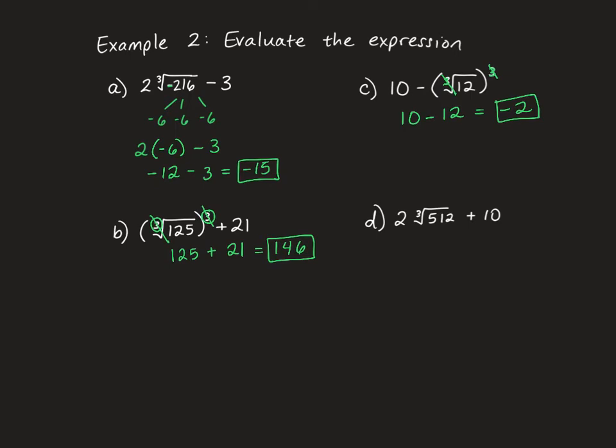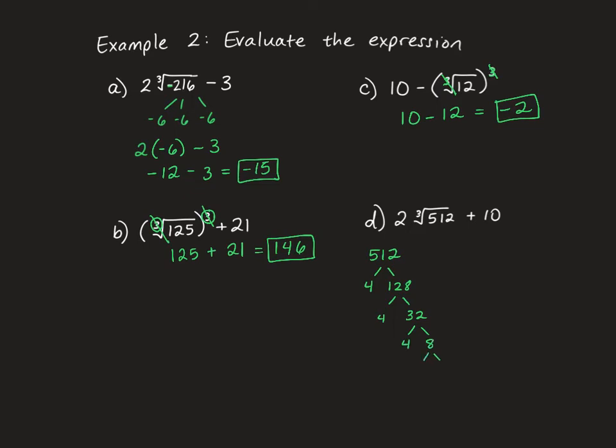For letter D, I have 2 times the third root of 512 plus 10. So let's do a little bit of work in breaking down 512. 512, I can take out a 4, and that leaves me with 128. And I can take out another 4, and that leaves me with 32. And I can take out another 4, and that leaves me with 8.